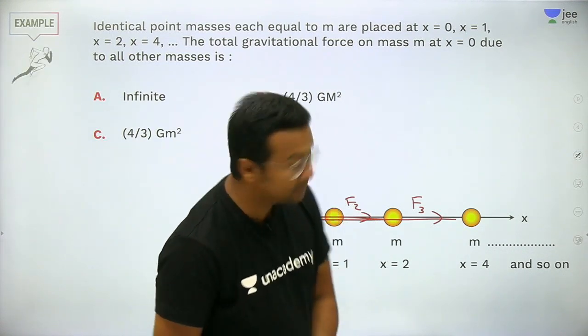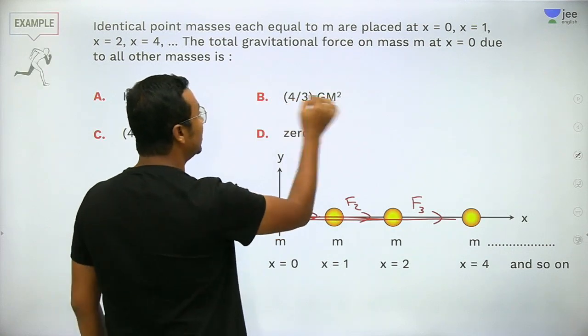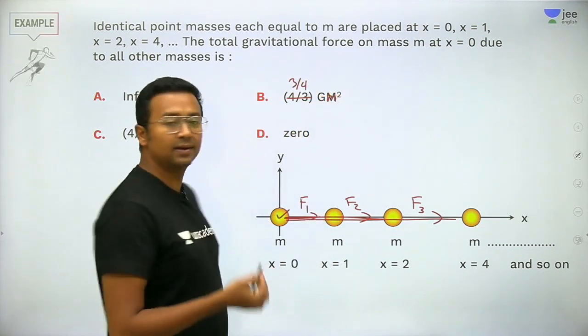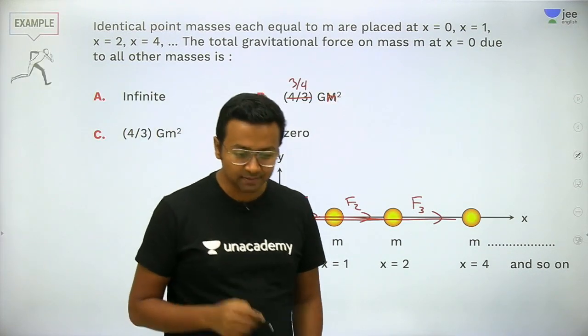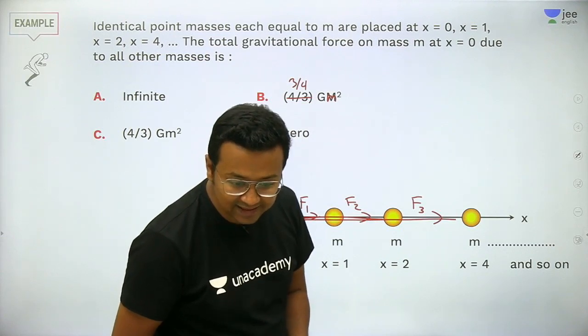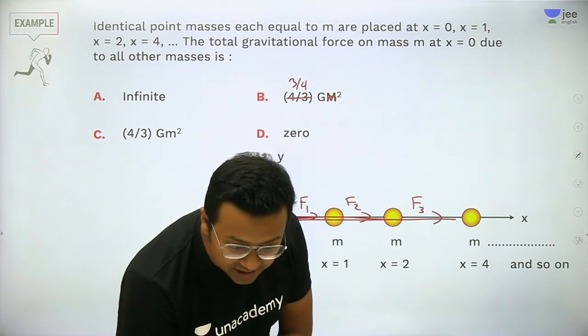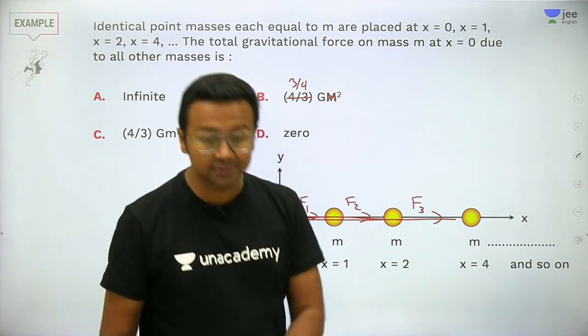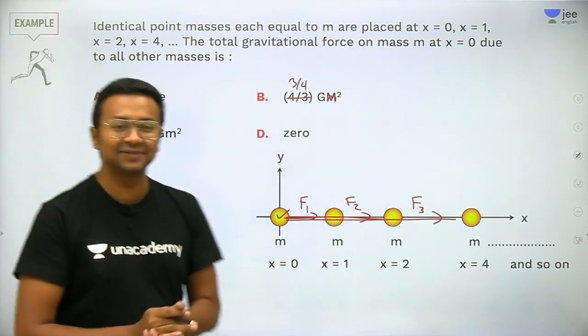By the way, this option is a little bit of a problem here. It will be 3 by 4 Gm squared. Okay, 3 by 4 Gm squared. So that will give you what exactly? Let's see now. Does the option change, or do you still have the same option, whether it's B, whether it's C? Okay, let's see it.